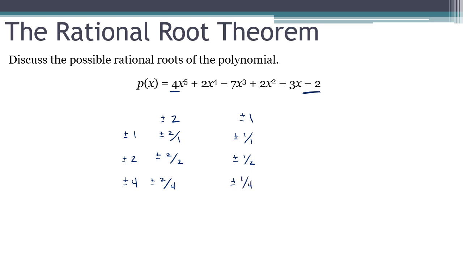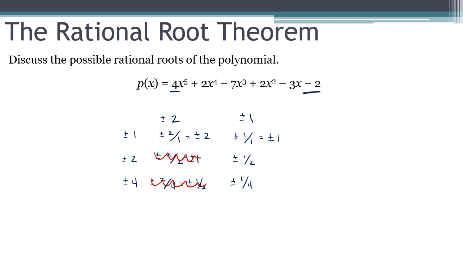Then when we're doing this, we often have a little cleanup we need to do. 1 divided by 1, that's just 1. 2 divided by 2, that's 1. 2/4 is 1/2. And 2 divided by 1 is 2. Then we often get some duplication with these. You notice plus or minus 1 showed up twice, so I'll cut one of those out. Plus or minus 1/2 also showed up twice. And now I've cleaned it up.